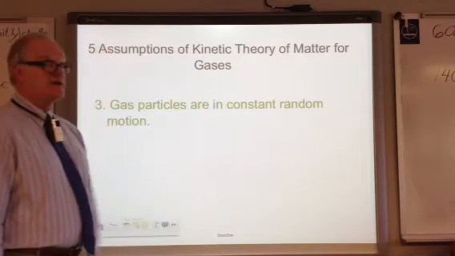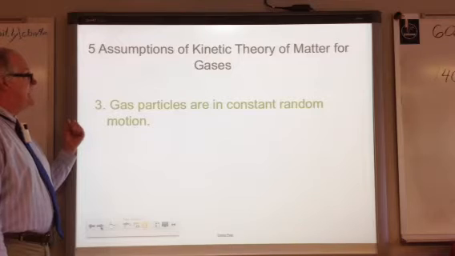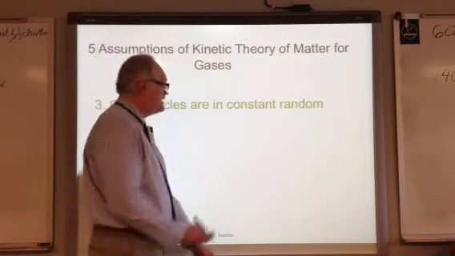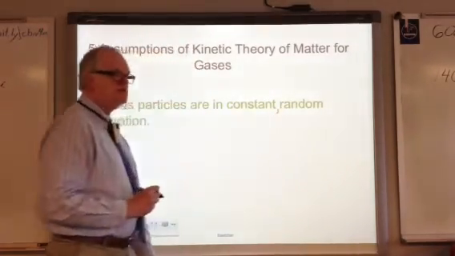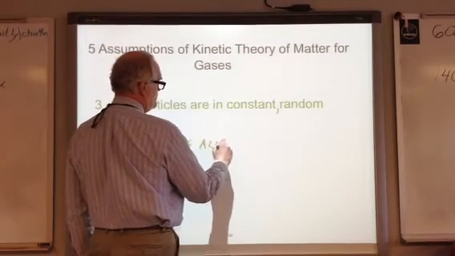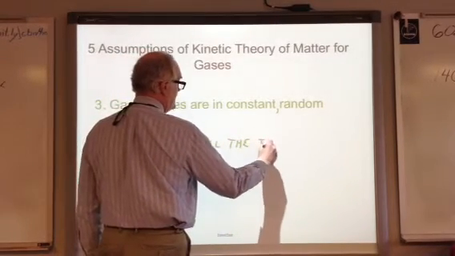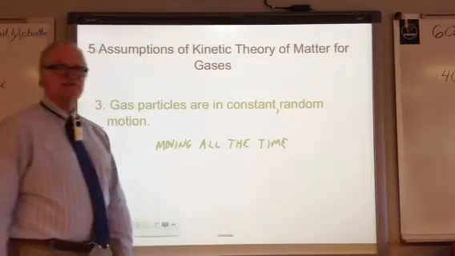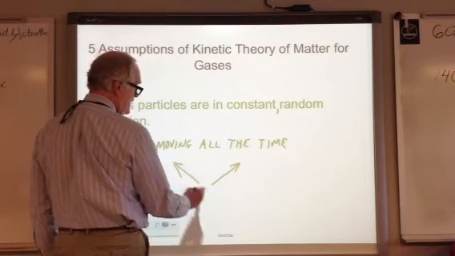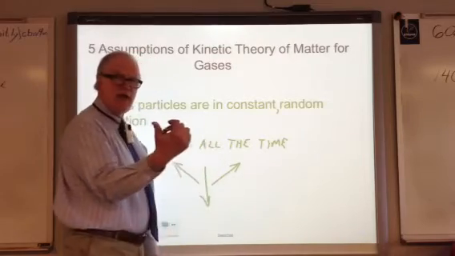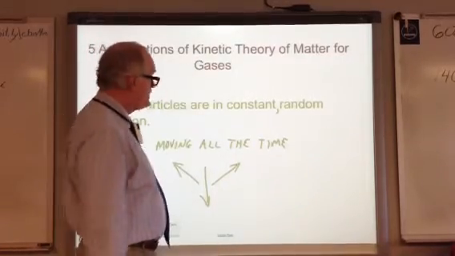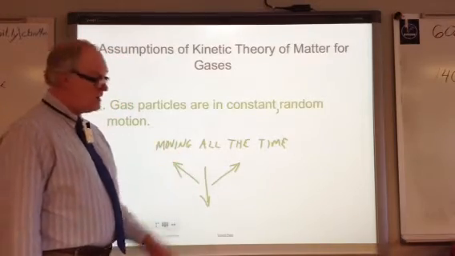Here's our assumption number 3 for our kinetic theory of matter as it applies to gases. And that is that gas particles are in constant, random motion. There probably ought to be a comma right here. They're in constant motion, which means they're moving all the time. So gas particles are never sitting still. And they're not all moving in the same direction. That's what we mean when we say random. So if one particle is going that way, another might be going that way, another might be coming out of the board towards the camera, another might be going in the direction of the board or at any kind of an angle. So the gas particles are always moving, but they're not all going in the same direction.